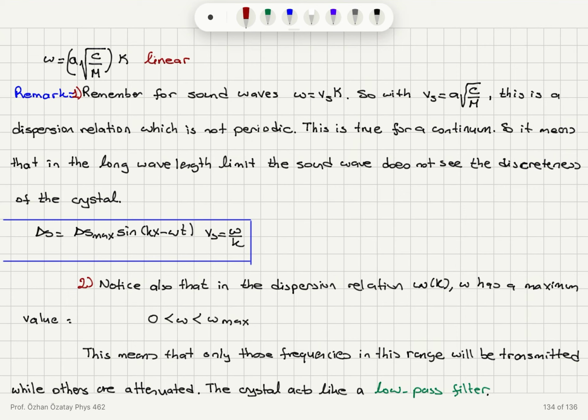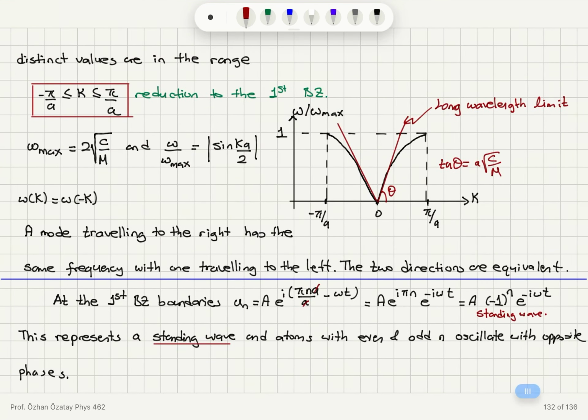So it means that in the long wavelength limit, the sound wave does not see the discreteness of the crystal. Sound waves are in the long wavelength limit and they don't see the discreteness of the crystal. So this is when we get this linear relationship between omega and k. And one important result that I have found is that in the omega versus k relationship there is a maximum omega. That is here, 2 square root c over m.